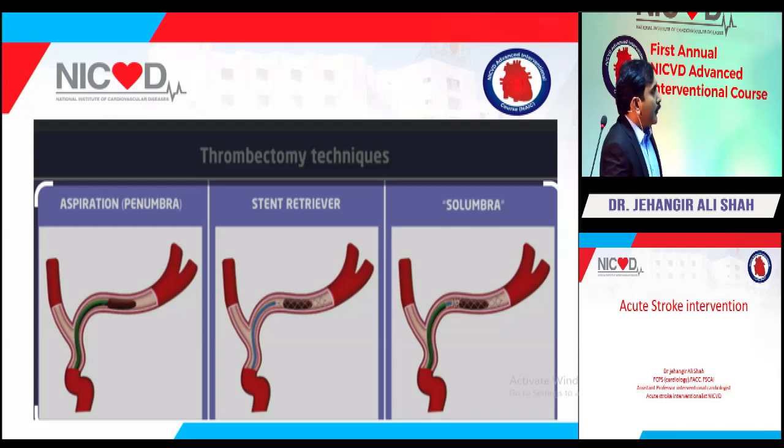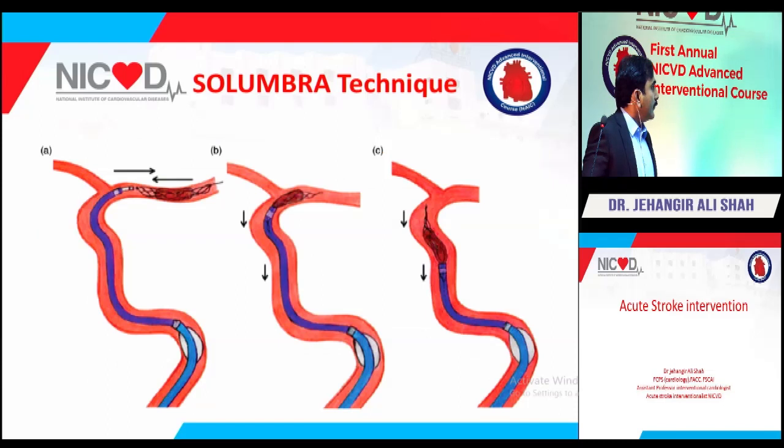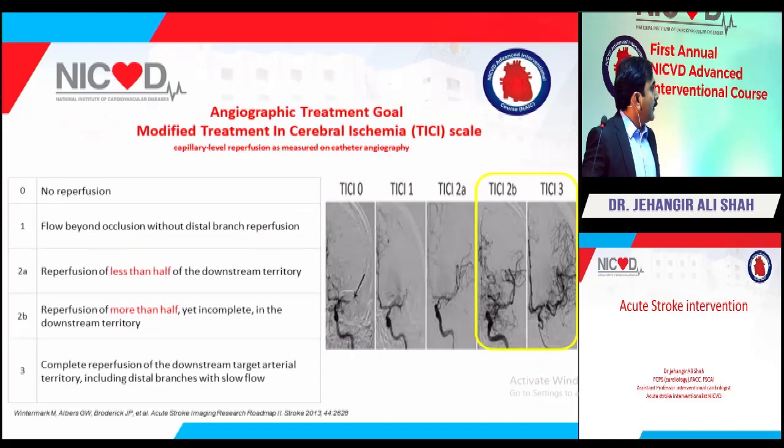If you have used the stent along with the distal access catheter, this is called Solumbra. We are grabbing the thrombus with the help of the stent and aspirating the thrombus with the help of the distal aspiration catheter. This is called Solumbra. If somehow you have difficulty tracking your aspiration catheter up to the M1 segment, at that time you can use only the stent retriever technique in some cases. So this is the Solumbra system, which we already discussed in detail.